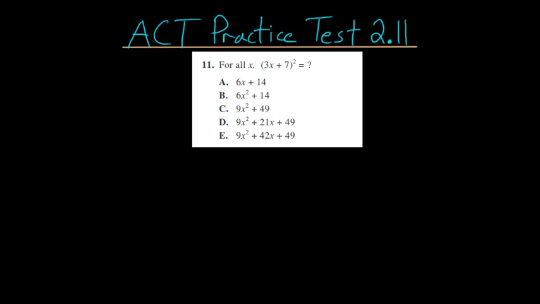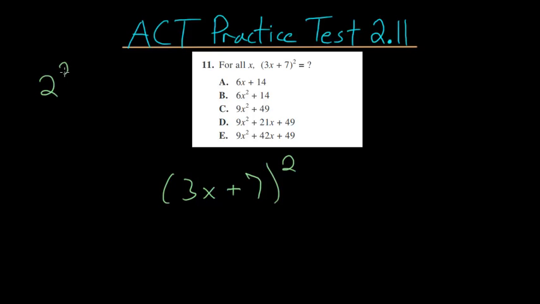For the 11th problem on the second ACT practice test, for all x, the quantity 3x plus 7 squared is equal to what? So let's first rewrite that expression down below: 3x plus 7, and then we're squaring it. Now the key here is to recognize what it means to square something.